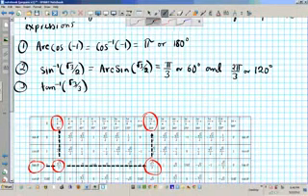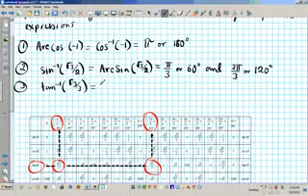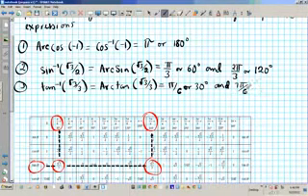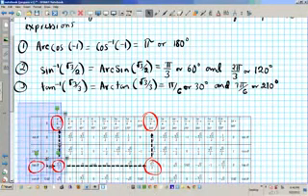So your final answers are going to be tan to negative 1 of root 3 over 3, which is the same thing as arctan of root 3 over 3, which equals pi over 6 or 30 degrees, and 7 pi over 6 or 210 degrees. Okay? Alright, let's go ahead and try one more example, then we're going to get started with the classwork for today.